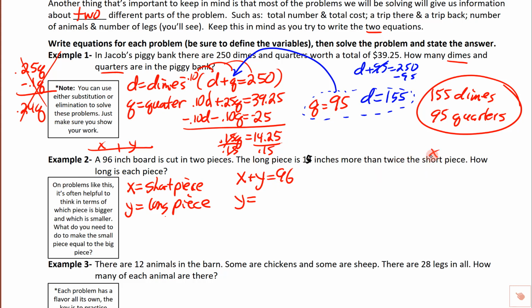So we're going to take the short piece and we're going to double it. So that's going to be 2x. And then we're going to add 15 inches right here. So these are the two equations. Here's our system of equations. And now this is set up to solve by substitution.